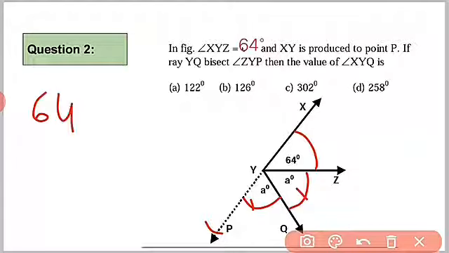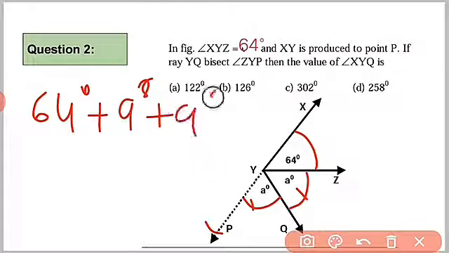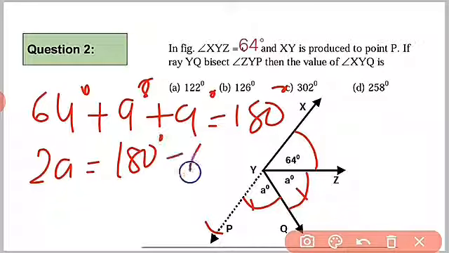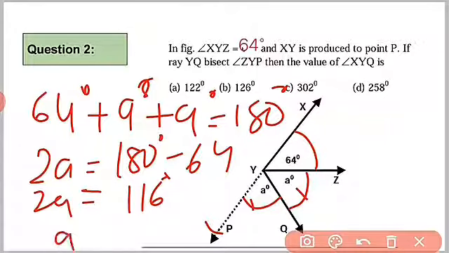That is 64 degrees plus A degrees plus A degrees equals 180 degrees. So 2A will be equal to 180 degrees minus 64, that will be equal to 116 degrees. So what will be the value of A? It will be equal to 116 degrees divided by 2, that will be equal to 58 degrees.